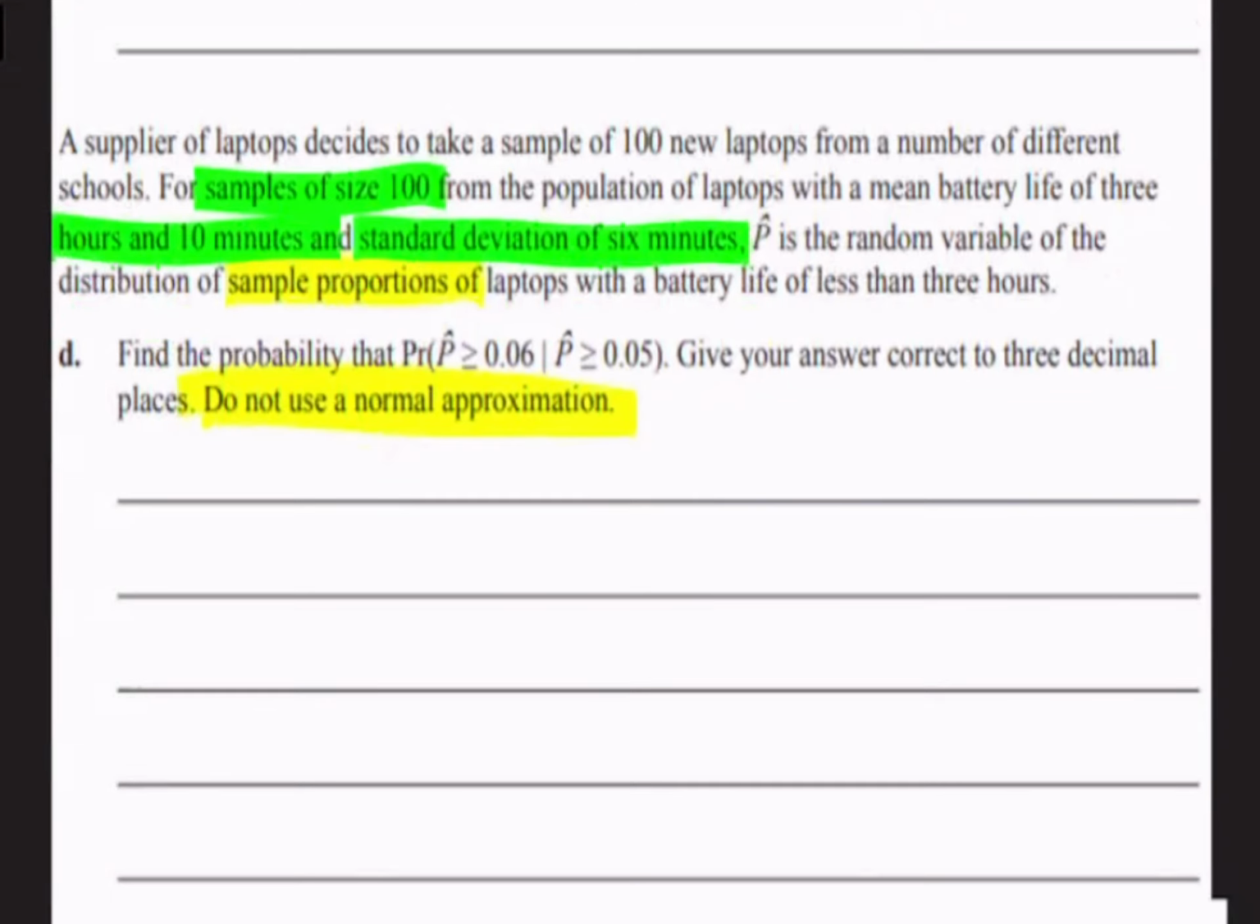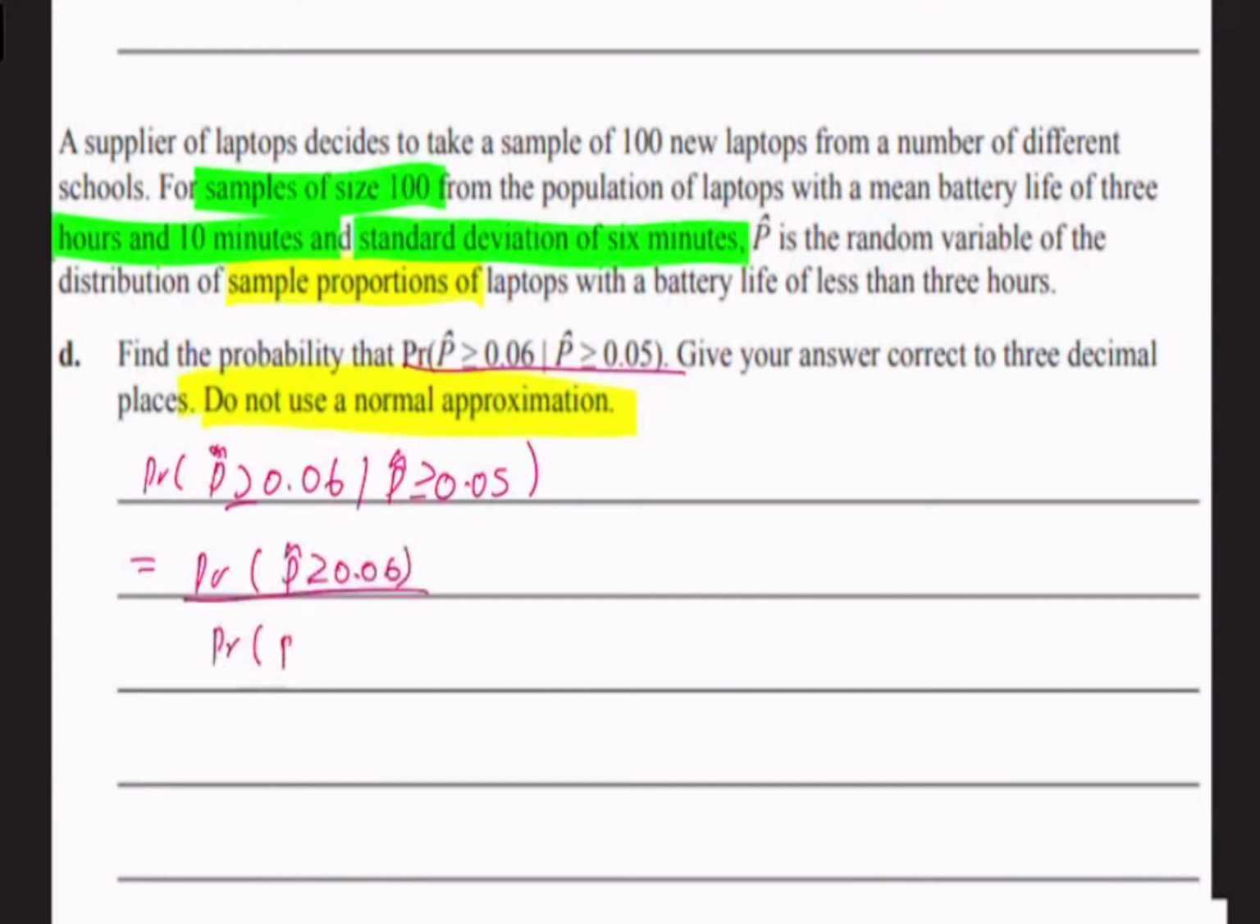So now we're moving on to sampling, and we want the probability that p hat is greater than 0.06, given that it's greater than 0.05. You can either start by converting this to the normal distribution, or you can start by expanding the given. I'll just start by expanding the given. So the intersection of these would just be that it's greater than or equal to 0.06, over the given, which is greater than or equal to 0.05.